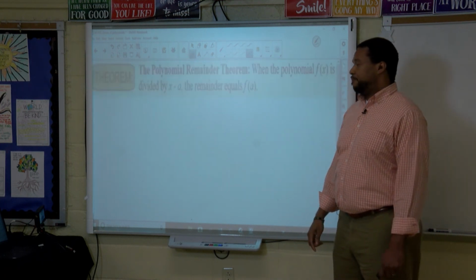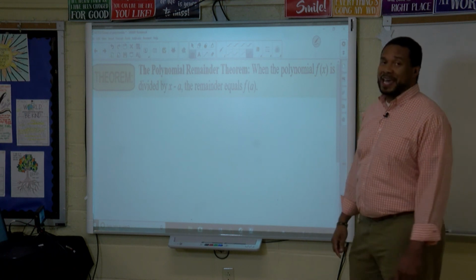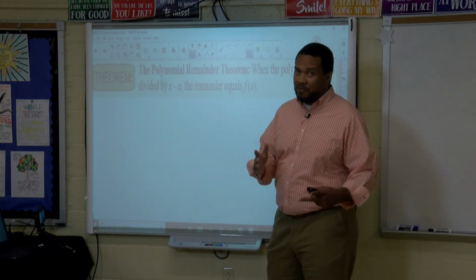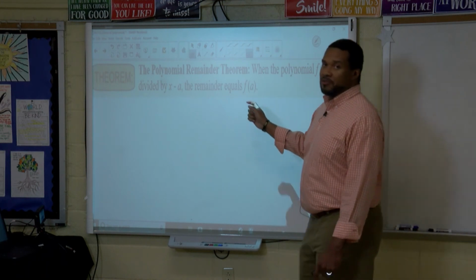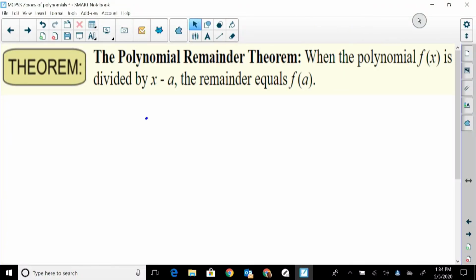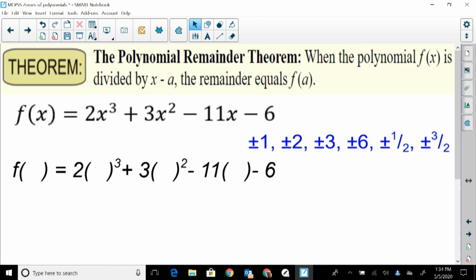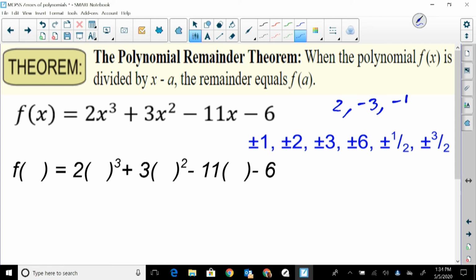The remainder theorem, the polynomial remainder theorem, would do the same thing. The polynomial f of x can be divided by a linear term x minus whatever value we have for a. You will substitute, you evaluate for a in the function. So let's use the same function. And our possible values, we could take and plug those in. Notice everywhere there's an x, I place parentheses. We already know the roots are 2, negative 3, negative 1/2. Let's just try something different.